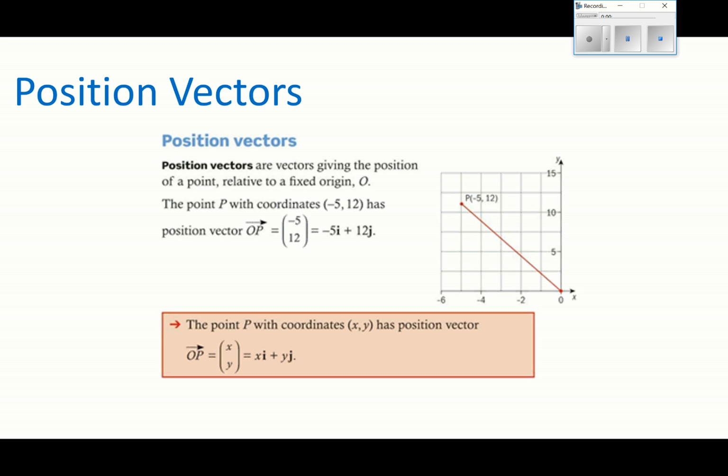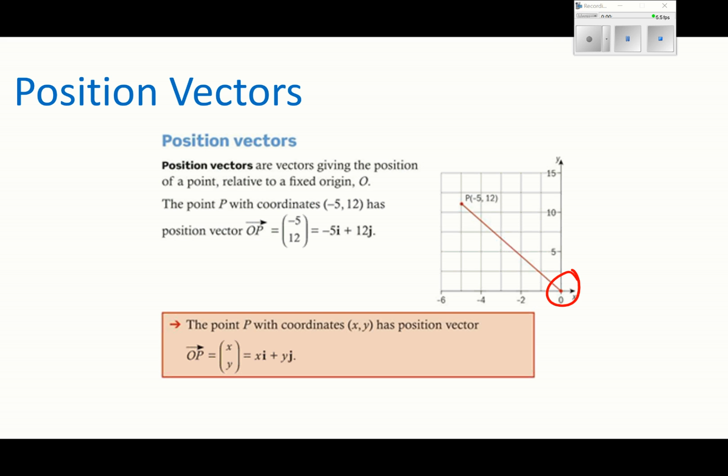The next thing I'd like to talk about are called position vectors. So this is still section 12.1, but this will be a second part to 12.1. Position vectors are vectors giving the position of a point relative to a fixed origin that we'll just call O. So our origin will be represented as O.